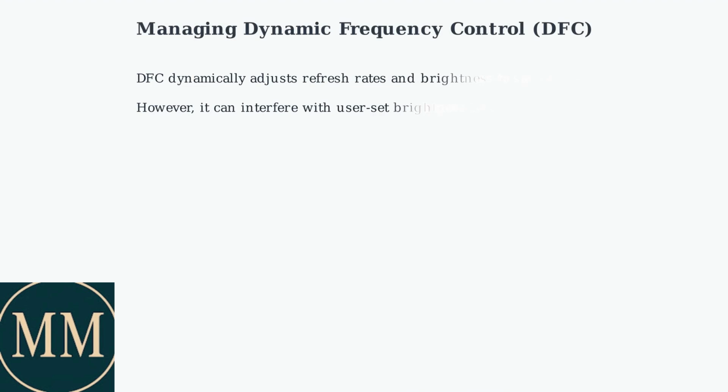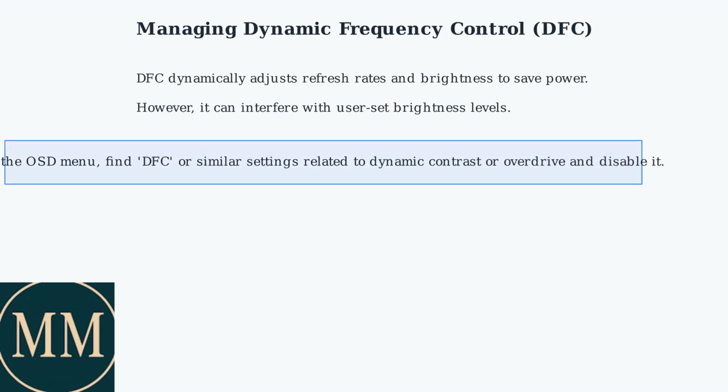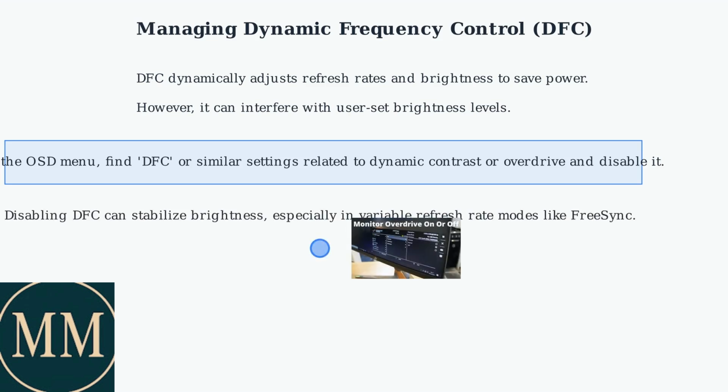DFC dynamically adjusts refresh rates and brightness to save power. However, it can interfere with user-set brightness levels. In the OSD menu, find DFC or similar settings related to dynamic contrast or overdrive and disable it. Disabling DFC can stabilize brightness, especially in variable refresh rate modes like FreeSync.